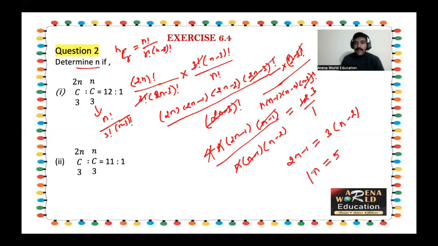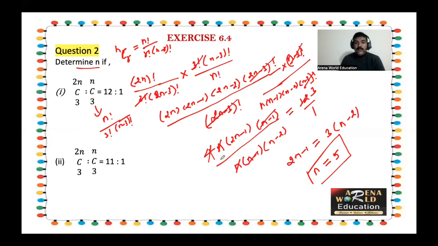So n will be 5. Right? So let me check the answer. Yes, n is equal to 5. There is no calculation error. Right? So look at the second part. You can see on the left hand side, both are the same.